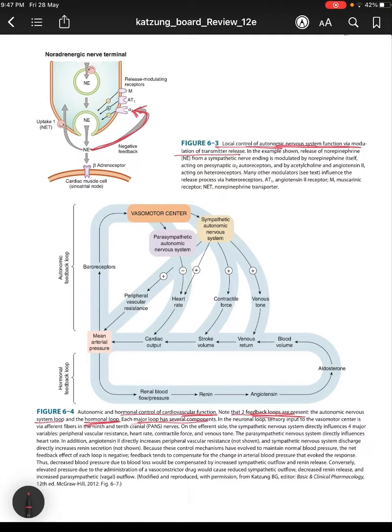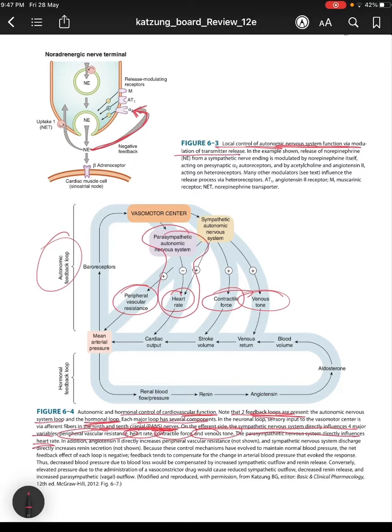So in the neuronal loop, in this loop right here, the sensory input to the vasomotor center is by glossopharyngeal and vagus nerves, which are both parasympathetic. On the efferent side, the sympathetic nervous system directly influences four major variables: peripheral vascular resistance, heart rate, contractility, and venous tone. The parasympathetic nervous system directly influences heart rate. In addition, angiotensin 2 directly increases peripheral vascular resistance, and sympathetic nervous system discharge directly increases renin secretion.